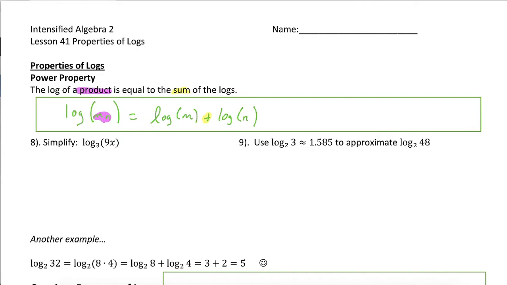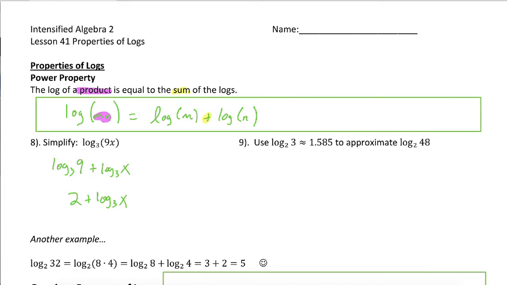So the log base 3 of 9 times x, because 9 times x is a product, we can separate that log of a product into the sum of two different logs. Log base 3 of 9, which is the log of the first factor, plus log base 3 of x, which is the log of the second factor. And the reason why that's useful is that one of those pieces can be simplified. Log base 3 of 9 is 2. So I can write this as 2 plus the log base 3 of x.